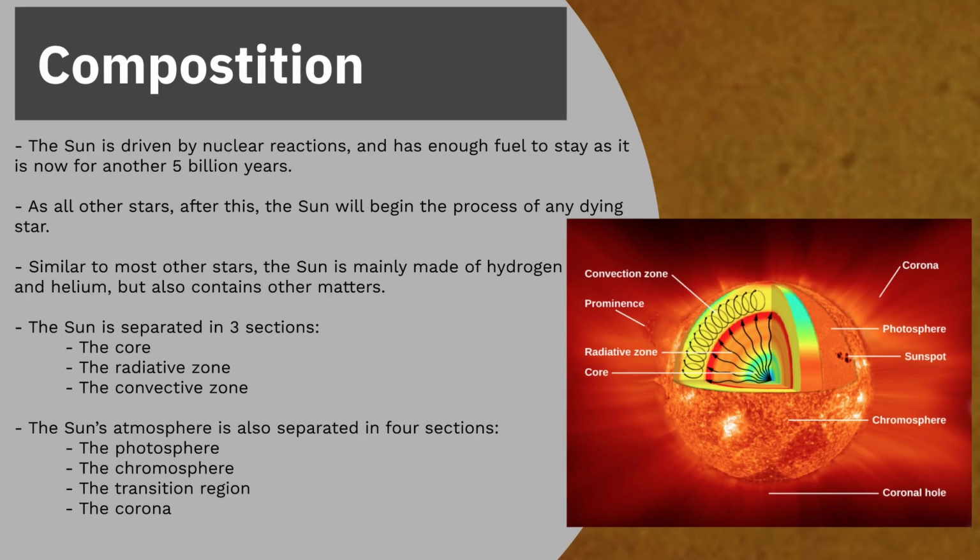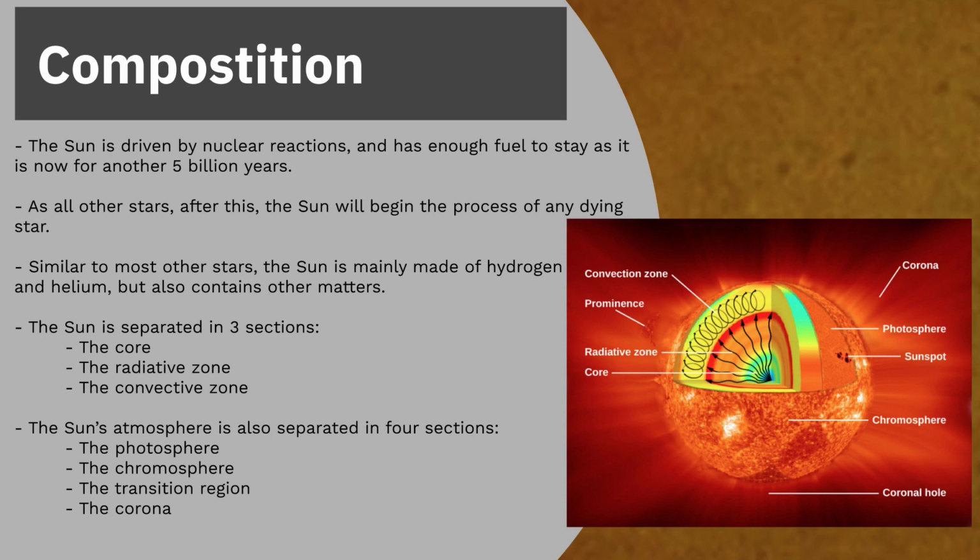The Sun's composition. The Sun is driven by nuclear reaction. It has enough nuclear fuel to stay as it is now for another 5 billion years. After this, it will swell and become a red giant. Eventually, it will shed its outer layer, and the remaining core will collapse to become a white dwarf, and eventually fade. This is the process of any dying star.